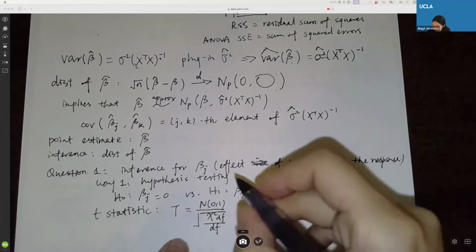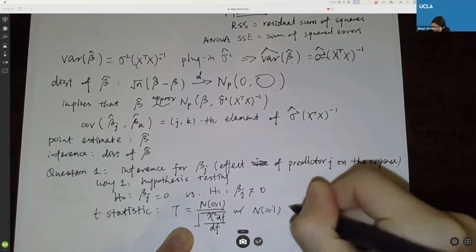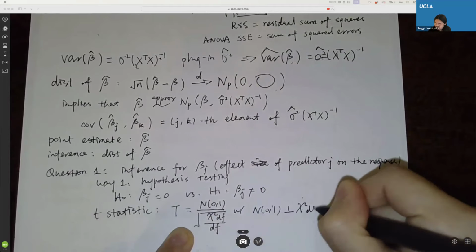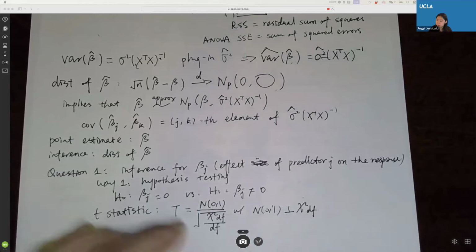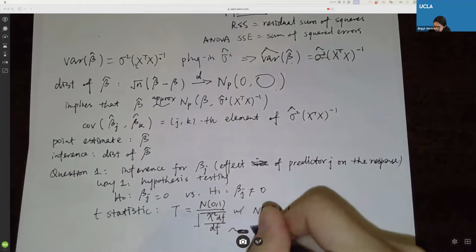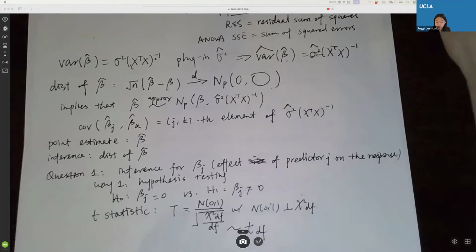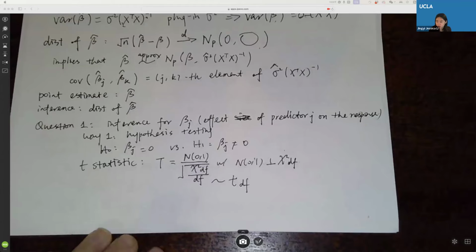And you need to have this standard normal independent of this chi-square. So as long as you have two such random variables and they're independent, and you can write this statistic as the ratio in this way, then this one would follow a so-called t distribution with degrees of freedom df. So this is the general setup.